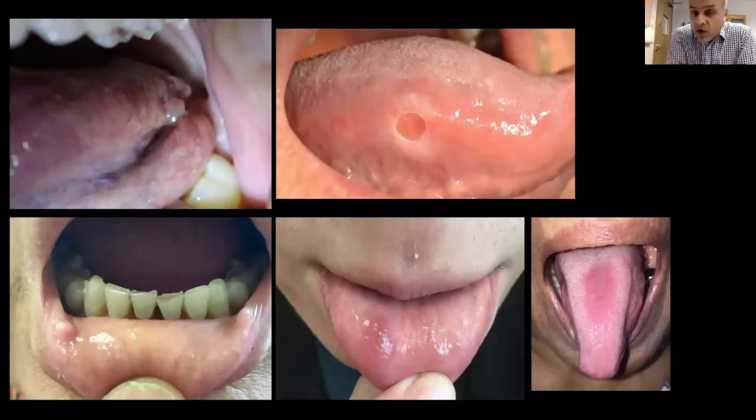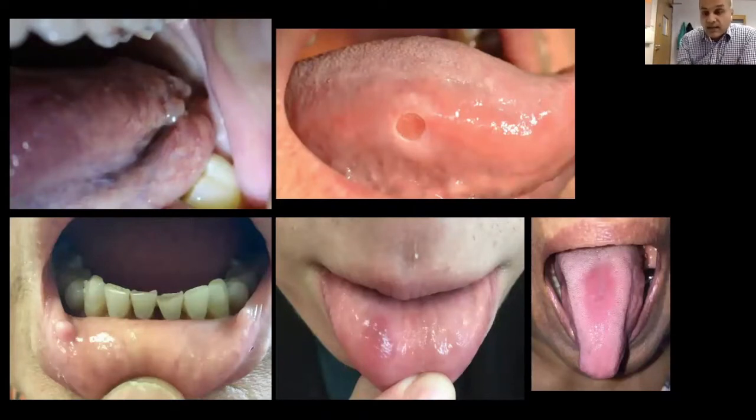It's called median rhomboid glossitis. Median bang in the center, rhomboid diamond-shaped glossitis, just inflammation and depapillation. You can do some candidal swabs for this. Occasionally there is candida superinfection in that area, but if that is the case, then give them some antifungal treatment. But otherwise, just reassurance. Discharge.